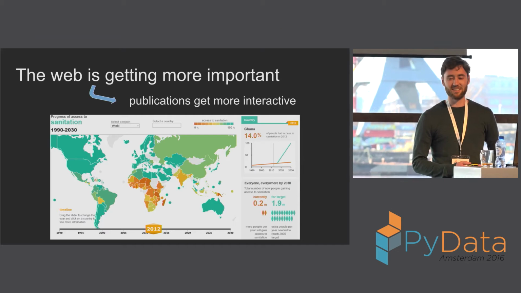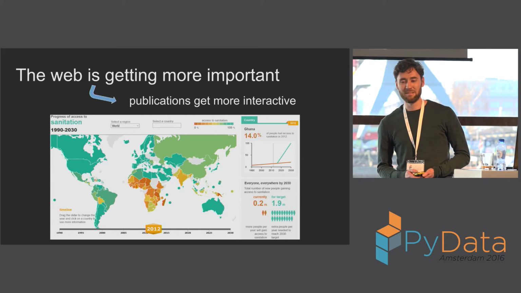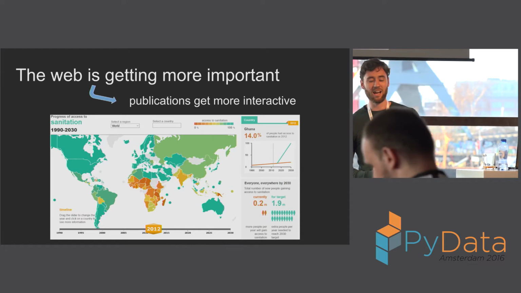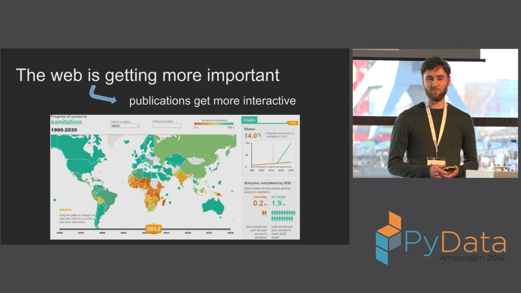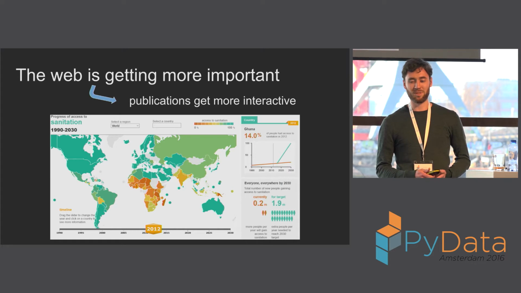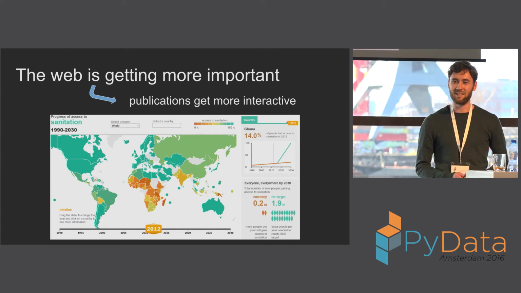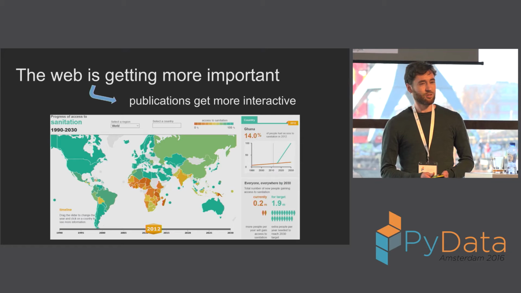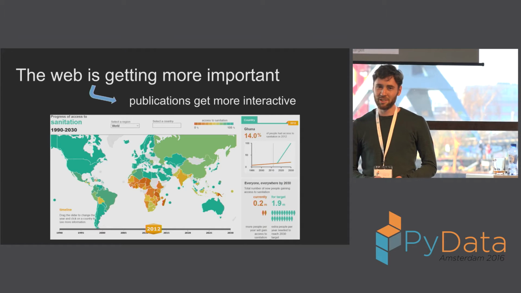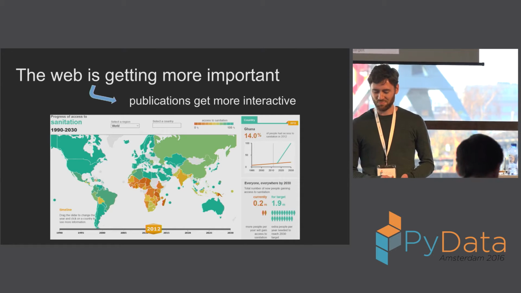So I think it's evident that the web is getting more important in many areas of our lives, including how we publish scientific results. Especially in the last few years, we got HTML5 and JavaScript has much improved, so we can make our visualizations and our applications much more interactive. And that means that we can create a much richer experience for our end users.